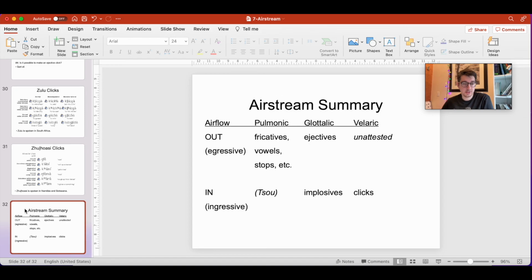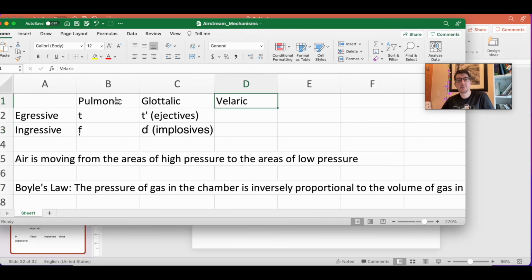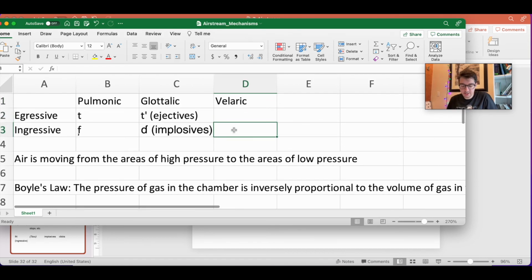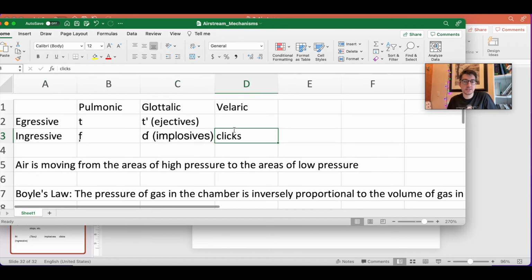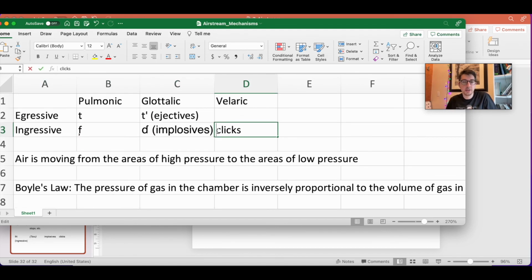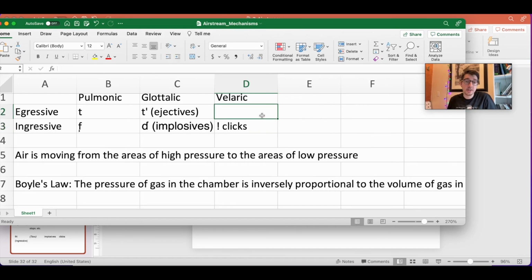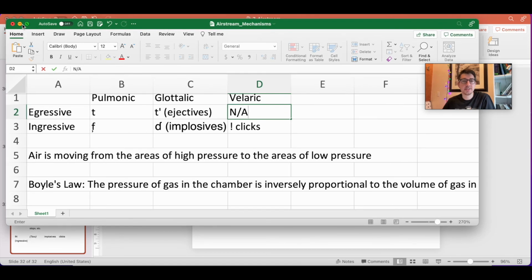Finally, I'll just keep score here. So we had pulmonic, glottalic, velaric. Velaric are always ingressive, and they're called clicks, right? We can maybe use this symbol for clicks, like the alveolar one. And are there egressive clicks? There aren't any. Maybe beatboxers could do these, but not us, and only in certain circumstances. So these would constitute noise or some kind of sounds that are not speech sounds.